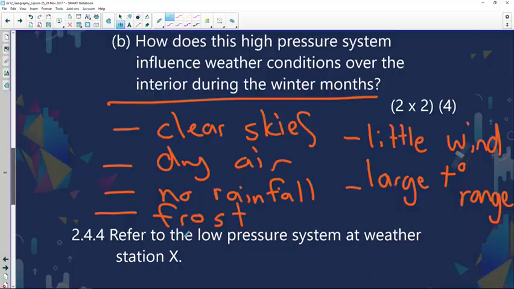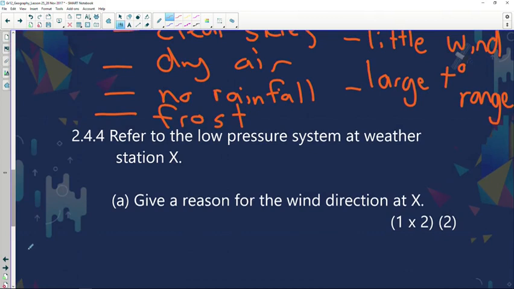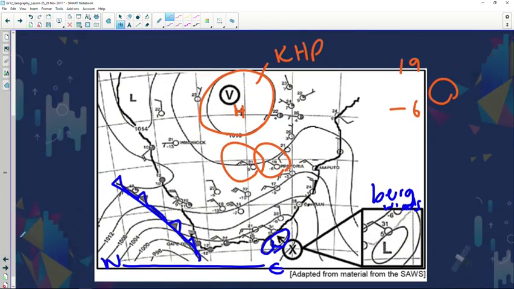Now, if we look at question 2.4.4, refer to the low pressure system at weather station X. Give a reason for the wind direction at X. Now, let's just quickly have a look at that. Now keep in mind, look at the wind direction. Very importantly, it's a low pressure system. We're in the southern hemisphere. What is the wind direction over here? Okay, the low pressure turns in a clockwise circulation in the southern hemisphere.